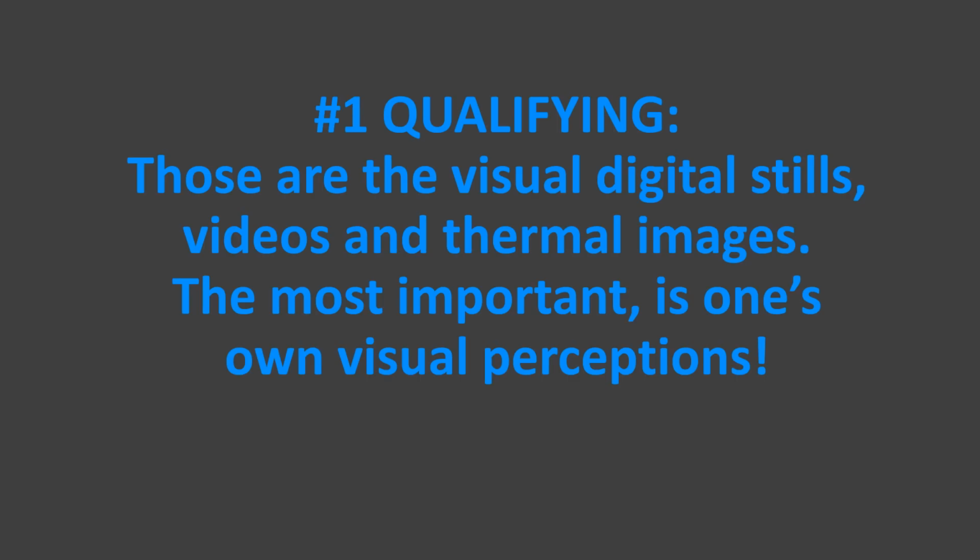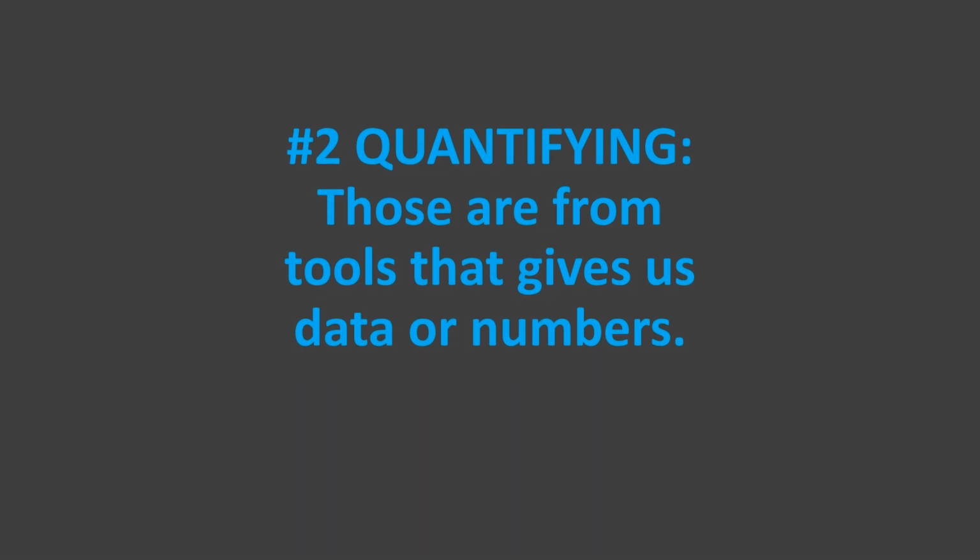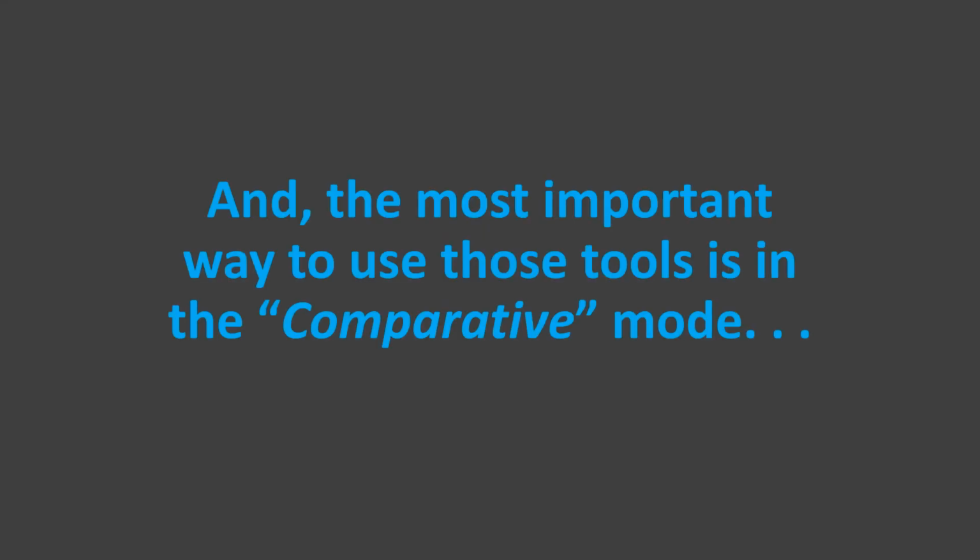First is qualifying. Those are the visual digital stills, videos, and thermal images. The most important is one's own visual perceptions, basically standing back and looking at things. Next up is quantifying. Those are the tools that give us data or numbers. And the most important way to use those tools is in the comparative mode.